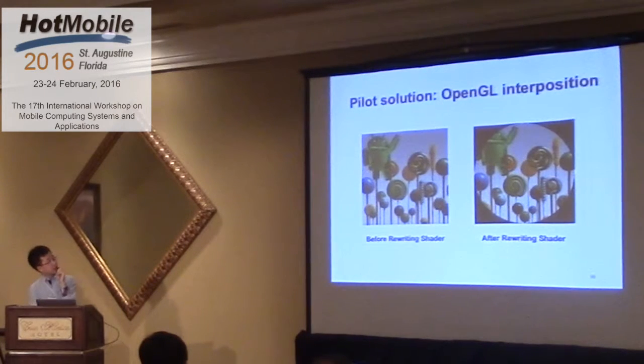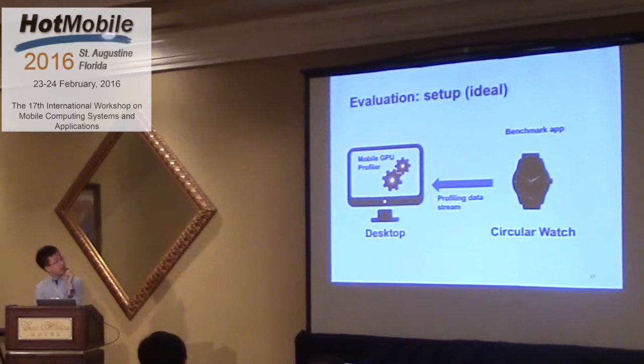So look at the pictures. The left one is before rewriting the shader. We will see all the pixels in the rectangular area have been rendered. The second one is after rewriting the shader. We will see only the pixels in the circular areas are rendered. Does this work? Let's look at the evaluation part.